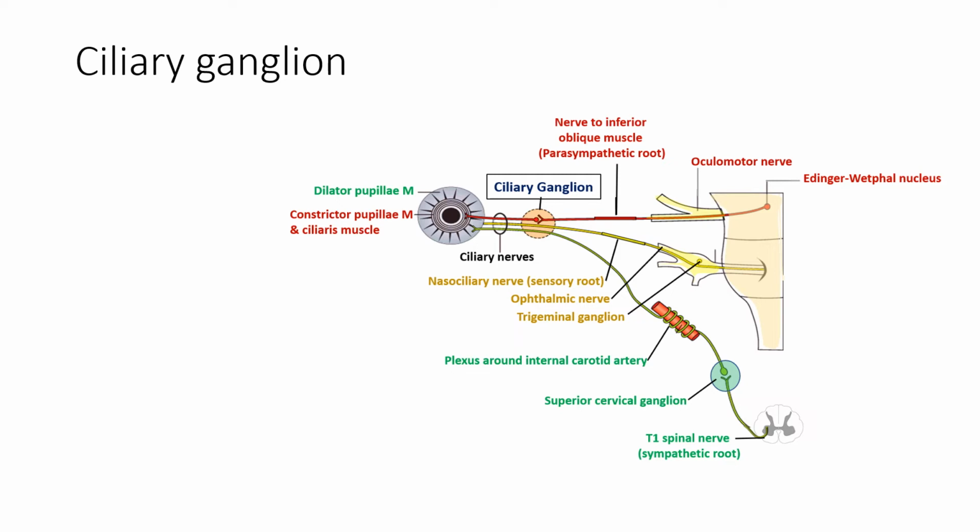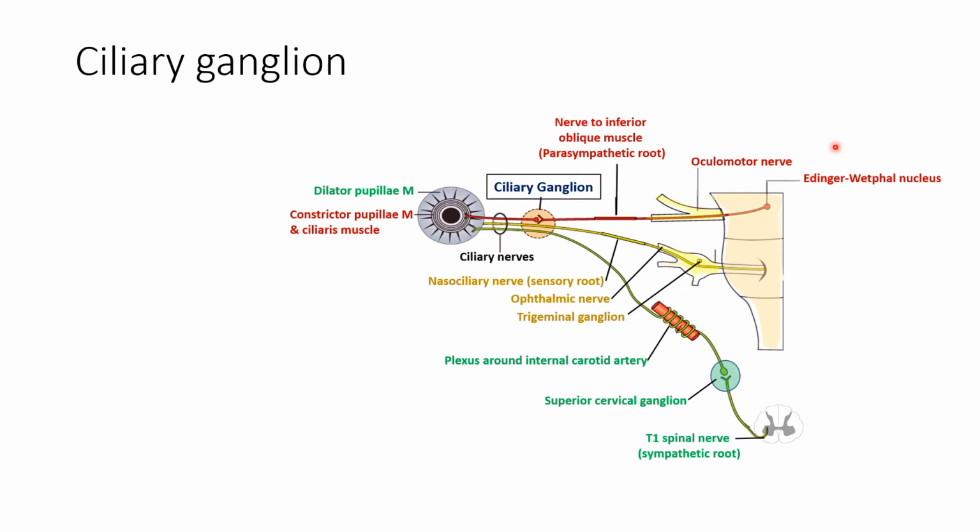That's the first point. Second point, it has 3 roots: parasympathetic, sensory and sympathetic root. The parasympathetic root, you need to mention from where it starts. It starts from Edinger-Westphal nucleus and it comes via the inferior division of oculomotor through the nerve to inferior oblique. This only carries marks, so it is very important.